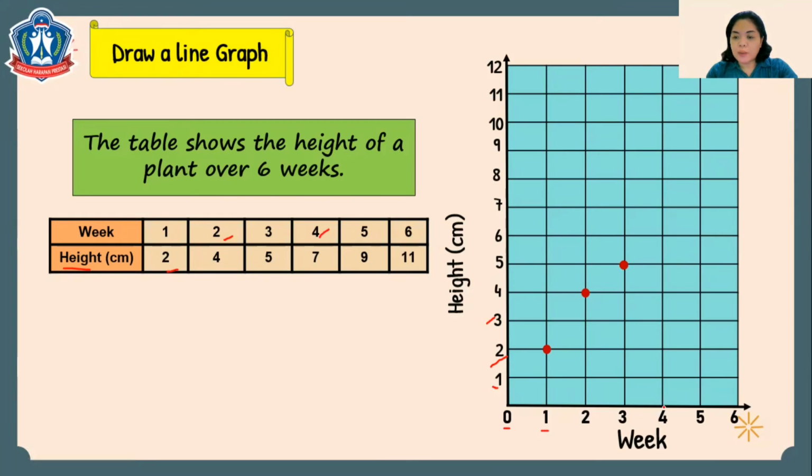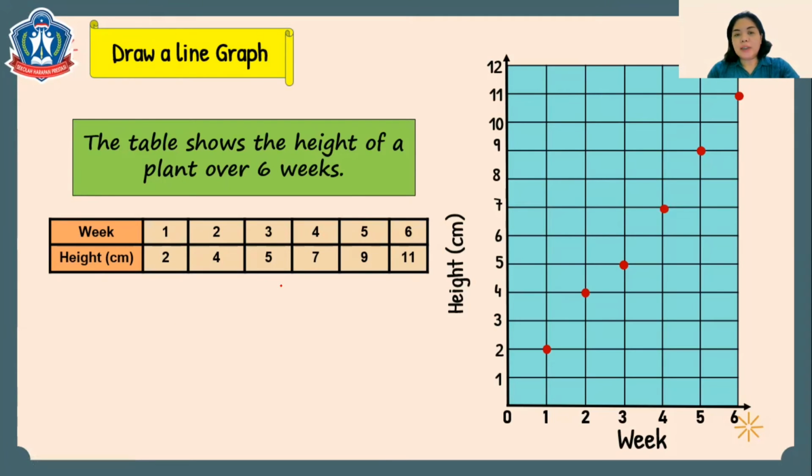So where is week 4? This one is week 4. Then we have 7. 7 is here. So it means we put it here. Okay, so that is week 4. Week 5 is 9. And of course, week 6 is 11. Okay, can you find it? Week 6 is 11 centimeters. So we already have our dots. After that, since this is a line graph, we have to connect the dots using a line.